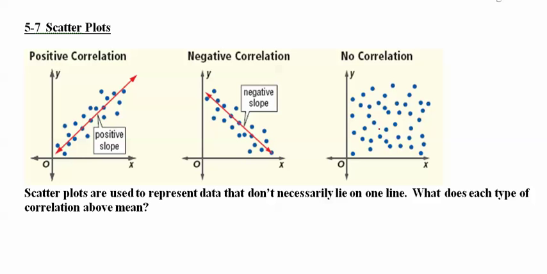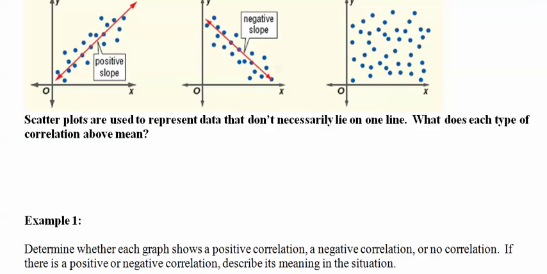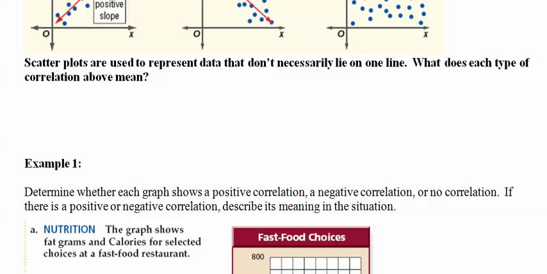Here, a lot of people say, oh, I see a line there. Well, this data's all over the place. You can probably put a line there, so that doesn't really have correlation, and your calculator and computer can tell you when that happens. But scatter plots are used to represent data that don't necessarily lie on one line. What does each type of correlation above mean? Well, I just said. This one is positive.